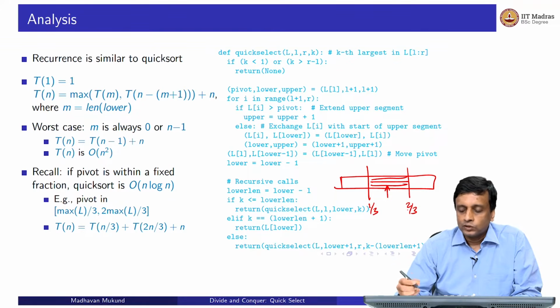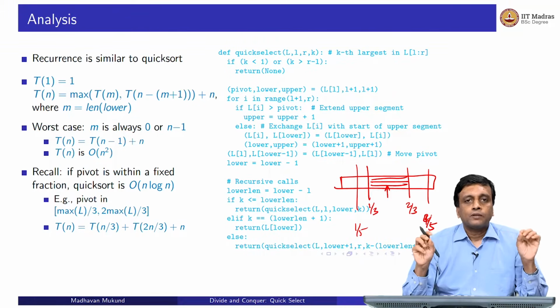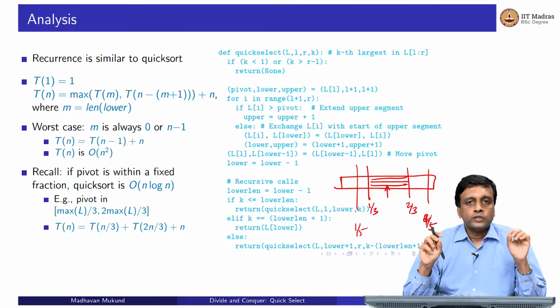And it can be any fraction; it could be 1/5 and 4/5, sorry. This is also fine. So for any fixed fraction, if I can knock off a fixed fraction by choosing a good pivot, then the claim is that quicksort will actually become n log n.